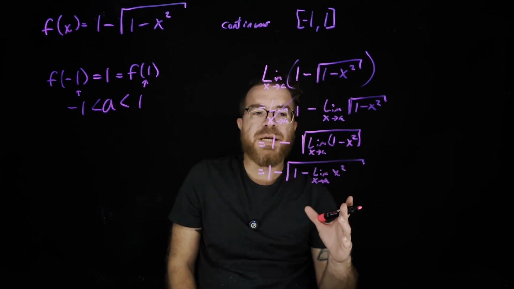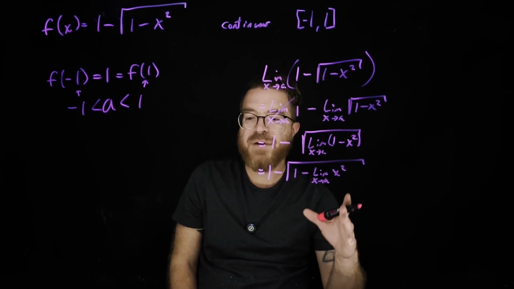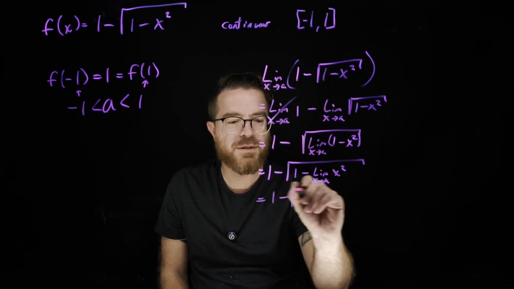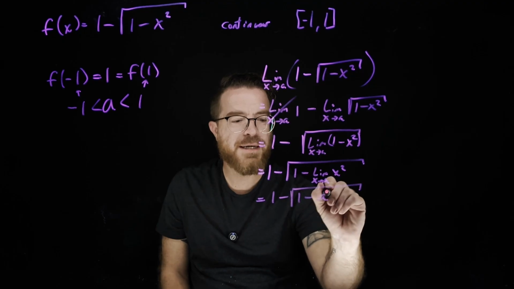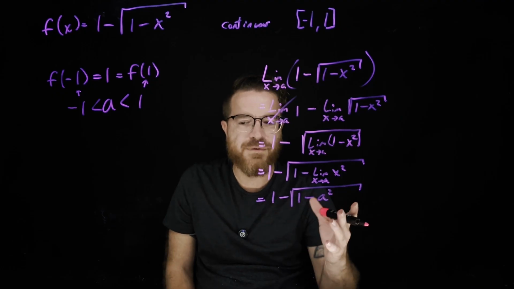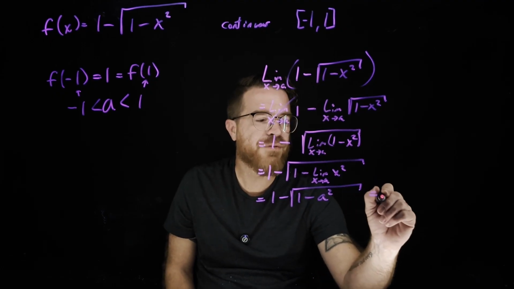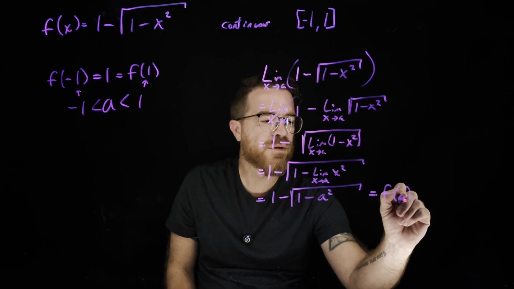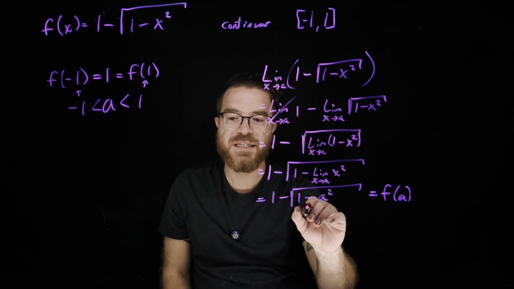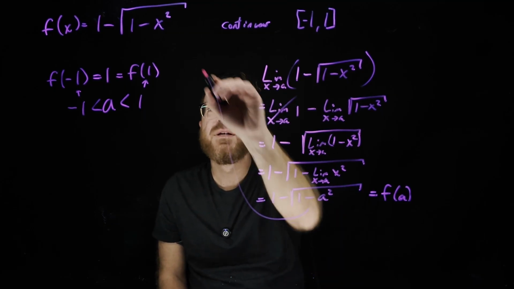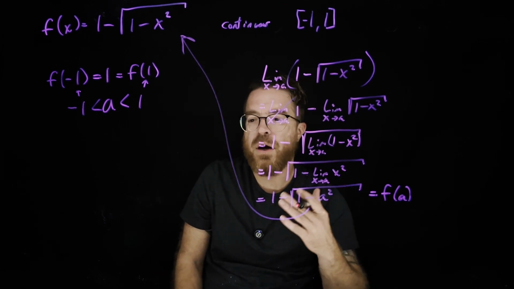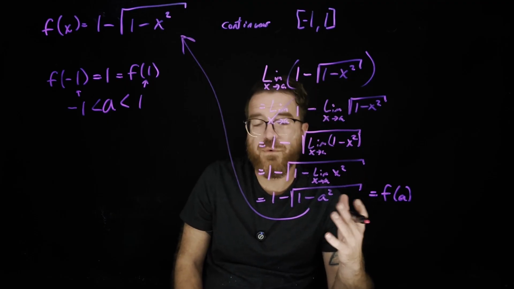And the last thing we're going to do is plug our a value in, which is going to be 1 minus the square root of 1 minus a squared. And then I can see if I can solve this. Is this equal to f of a? Well, it is equal to f of a, because if you remember, based on our original setup, we had 1 minus the square root of 1 minus a squared, which is the same exact thing that we would have in our original function. So that means that f of x is in fact continuous on negative 1 to positive 1 inclusive.